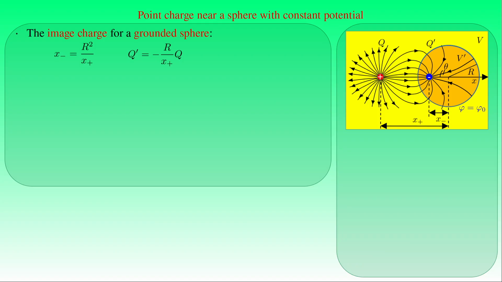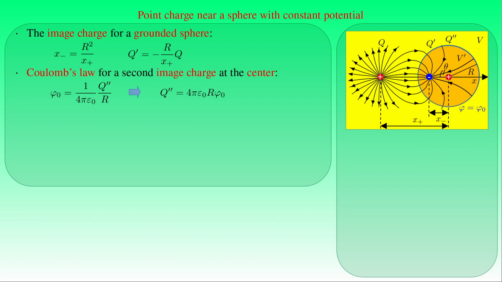If we place a new image charge q double prime in the center of the sphere, we can apply Coulomb's law to determine the amount of the second image charge, which tells us that the potential phi naught is equal to 1 over 4 pi times the vacuum permittivity epsilon naught, times q double prime over capital R. Then the image charge q double prime can be written as 4 pi times epsilon naught times the radius capital R times the potential phi naught.